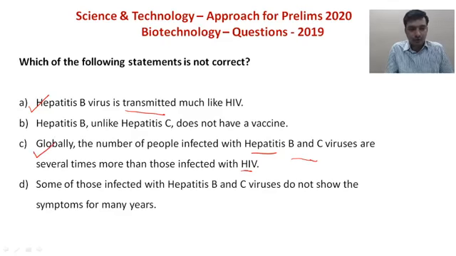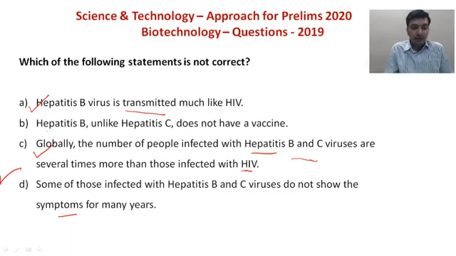So now we have to choose something you're not sure about, B or D. Some of those infected with hepatitis B and C viruses do not show symptoms for many years. Meaning, do they stay latent? Do they stay inactive without causing a problem? Yes, this is a possibility with hepatitis B and hepatitis C. So this is also right.